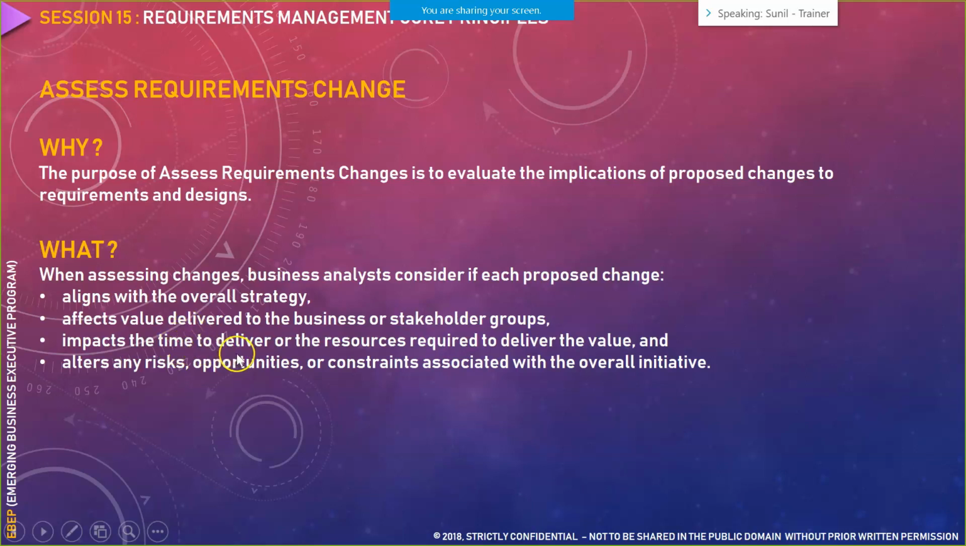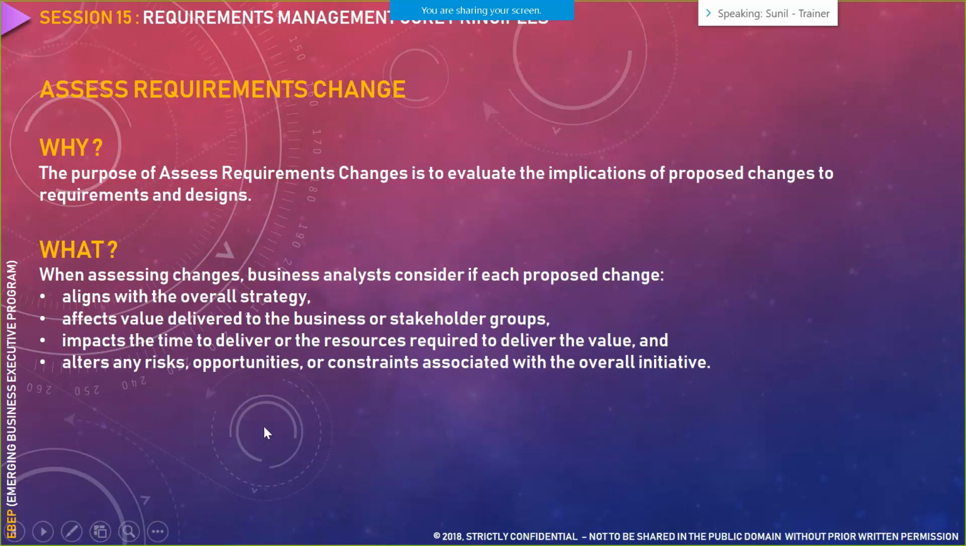After that, whether it impacts the time to deliver or the resources required to deliver the value. Whatever the timelines or resource costs are specified, are they impacted because of this particular change? If there are 2 resources allocated to this project and this change requires 5 resources, then it's definitely a concern and it would be a time consuming process. So you need to ensure that this change can be accommodated within the resources you have at this point of time.